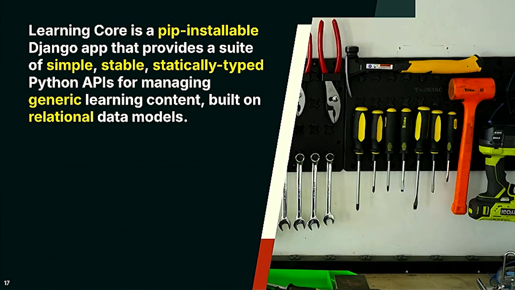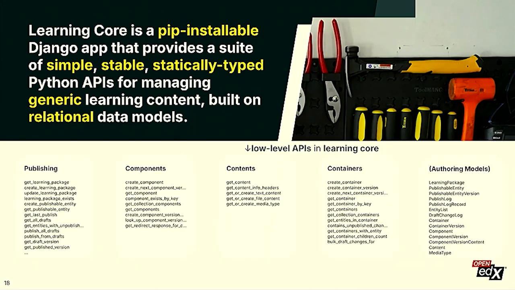Learning Core. So to be very concrete, Learning Core is a pip-installable Django app that provides a suite of simple, stable, and statically typed Python APIs for managing generic learning content built on relational data models. These are fairly low-level APIs, and they're broken down into 4 or 5 sub-APIs. Each of those sub-APIs is like a Unix tool. It does one thing, and it tries to do it well.